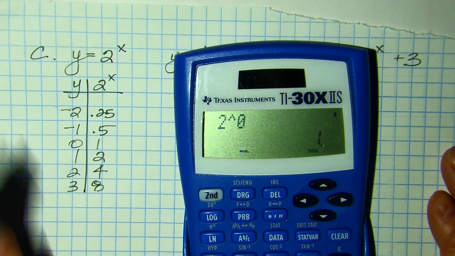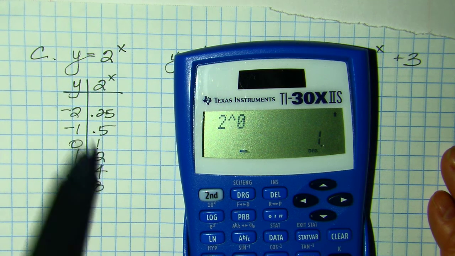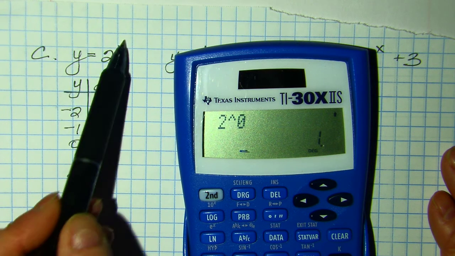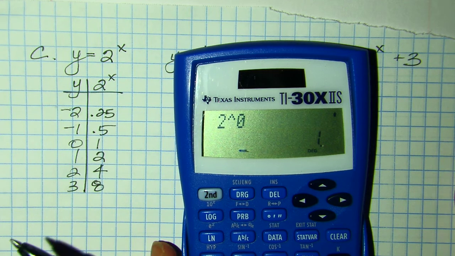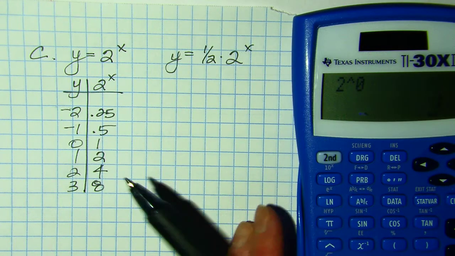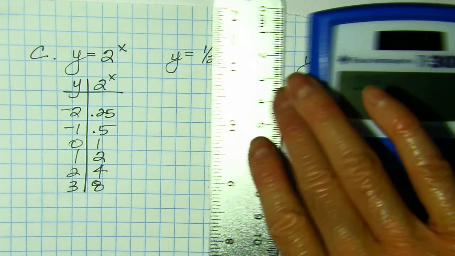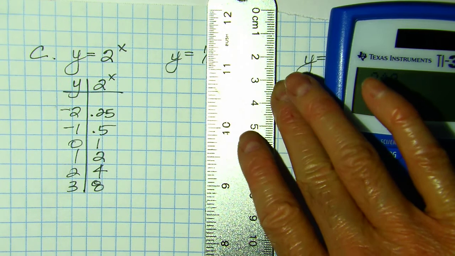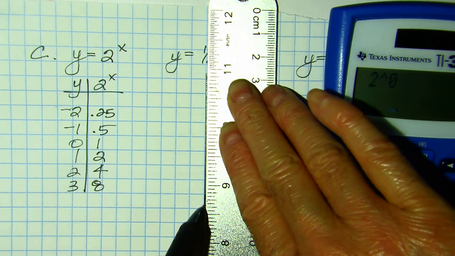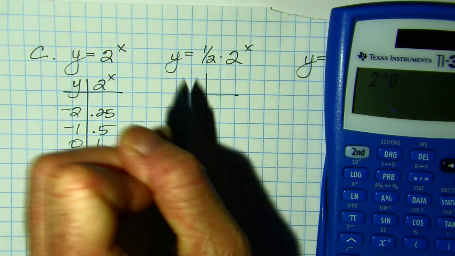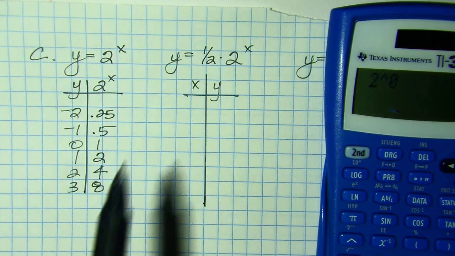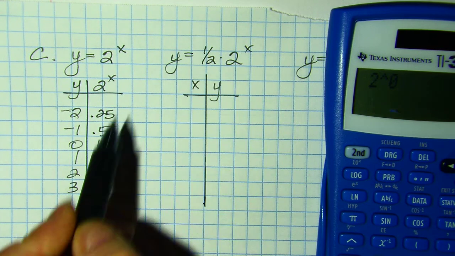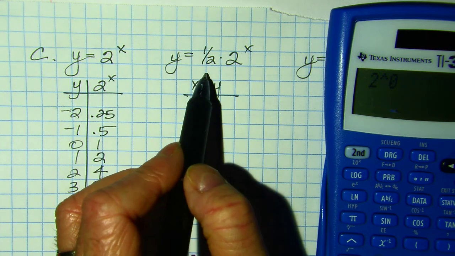Now I did those because I know what 2 to the first is. It's 2. 2 squared is 4. 2 cubed is 8. Now I know I can use my calculator for these, but we could also talk about these. This is just whatever we got for 2 to the x times 1/2.